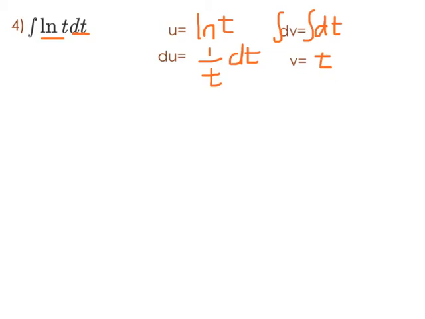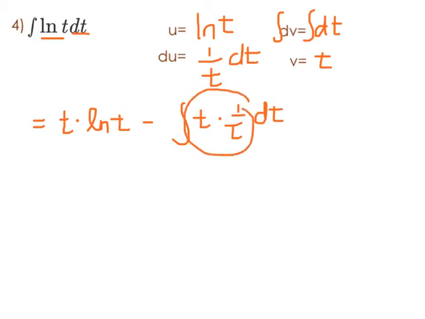So go ahead and pause and do uv minus the integral of v du, and then come back to me. If I do uv, I'm going to have natural log of t times t. I'm going to write that as t times the natural log of t, minus the integral of v du, so I have t times 1 over t dt. You'll see what happens with this lovely little integral is that these can simplify. So I'm actually going to have t times the natural log of t minus the integral of t times 1 over t, which is just 1 dt.